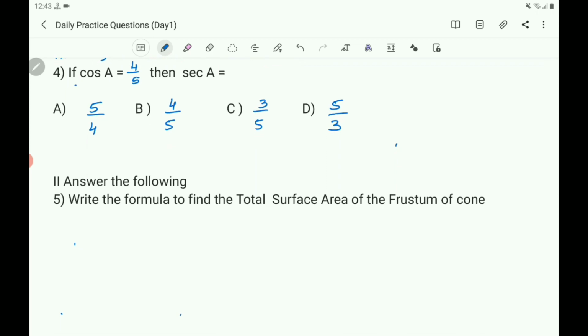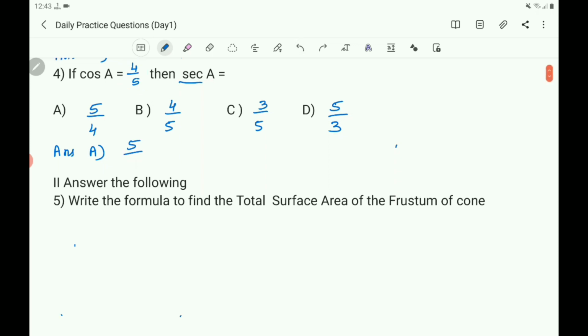Now you take, if cos A equals 4 by 5, then sec A equals? You know that the reciprocal of cos is secant. So you take the reciprocal, this is 5 by 4. So you will get secant A equals 5 by 4. Therefore the answer is 5 by 4. The reciprocal of 4 by 5 is 5 by 4 because cos A and sec A are reciprocals of each other.